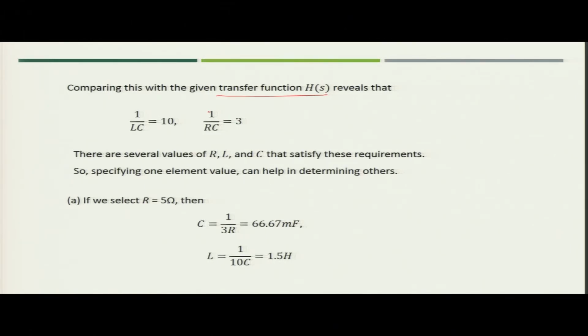Now, as we have only 2 equations and 3 unknowns, we cannot find the solution unless we fix one quantity. That is what we discussed in the last slide, that we need to fix at least one, so that we can get the answer. What we had in our question is, let us fix R is equal to 5 ohm. When you put R is equal to 5 ohm, the value of C you will get is 66.67 millifarad and L is 1.5 Henry.